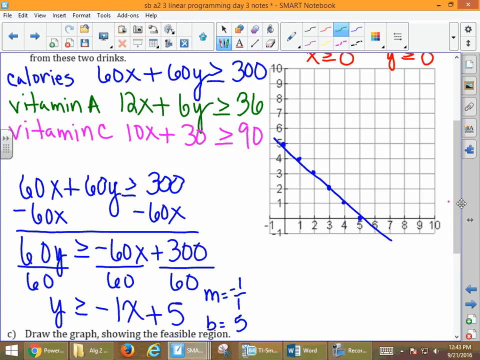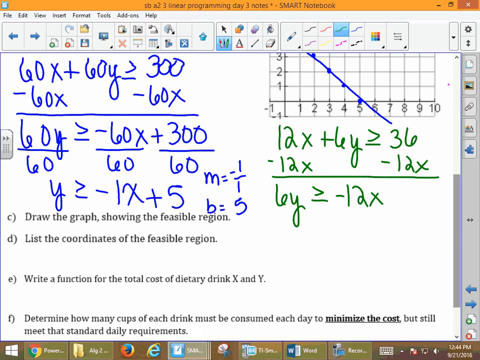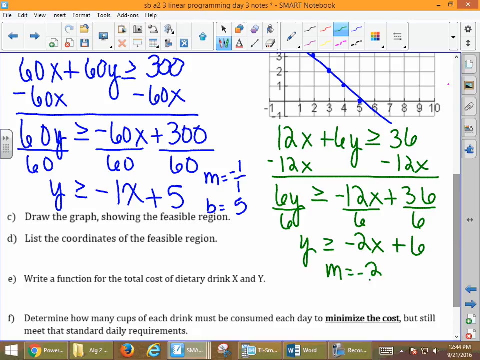So we can go then to 12x plus 6y is greater than or equal to 36. We're going to solve for y. Move the 12x to the other side, and we get 6y is greater than or equal to negative 12x plus 36. And divide everything by 6. We get y is greater than or equal to negative 2x plus 6. Which means m is negative 2 over 1 and b is 6.